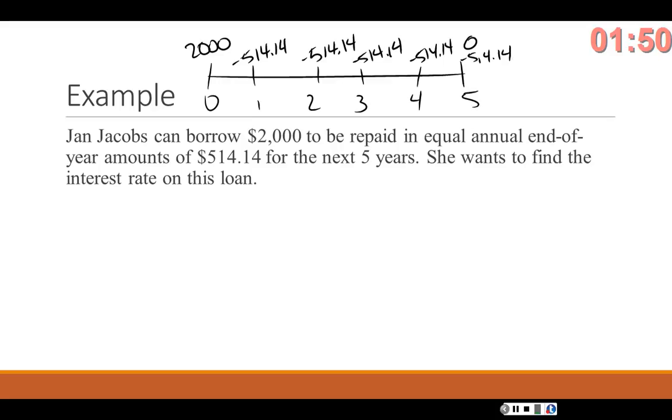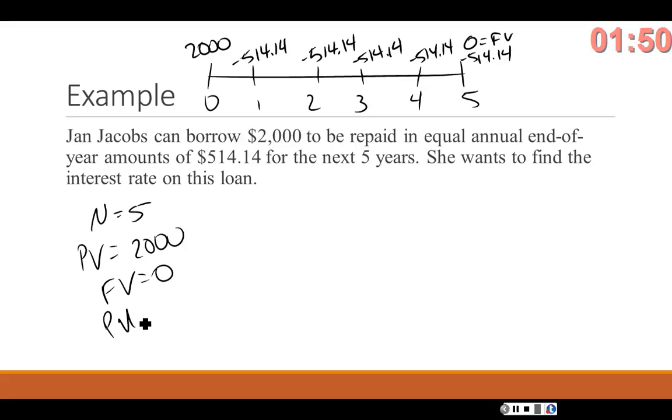So the future value here is 0, but you still have to make a payment in the 5th year. So n is equal to 5. We're wanting to solve for the interest rate. The present value is $2,000. Future value is 0. And the payment here, remember, equal periodic cash flows, is the negative $514.14. So we can solve for the interest rate.